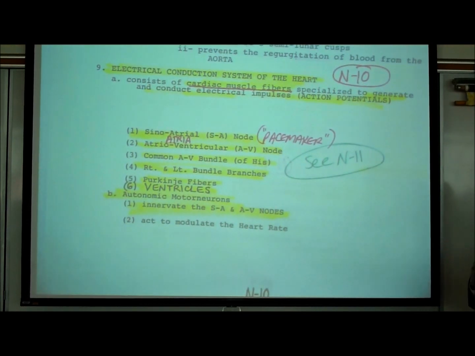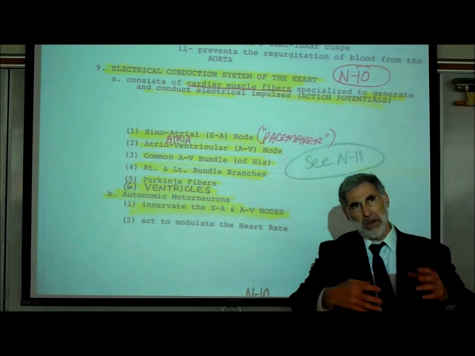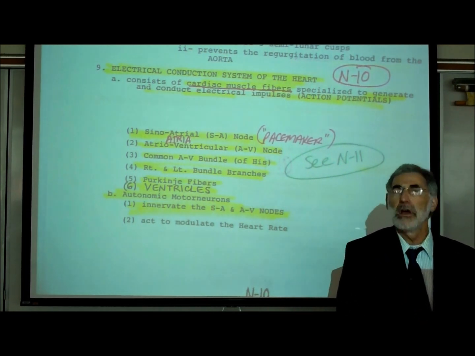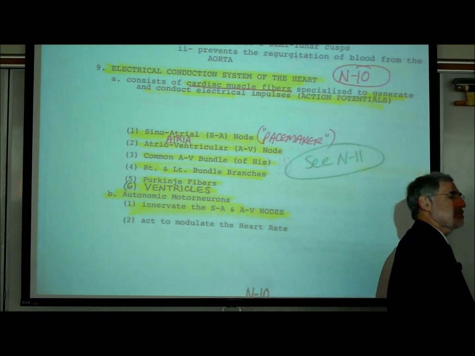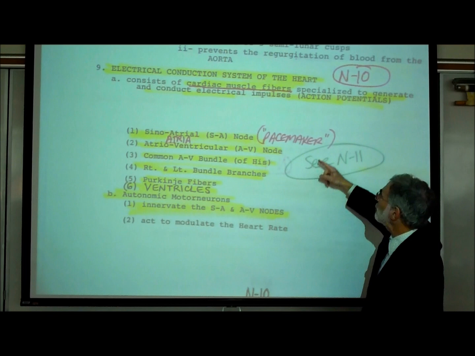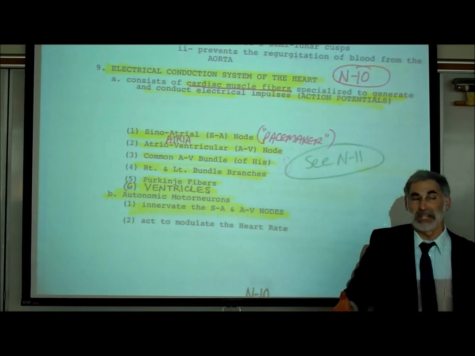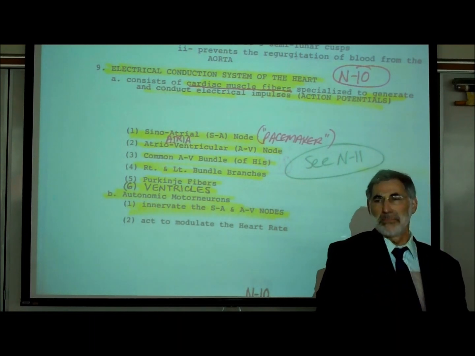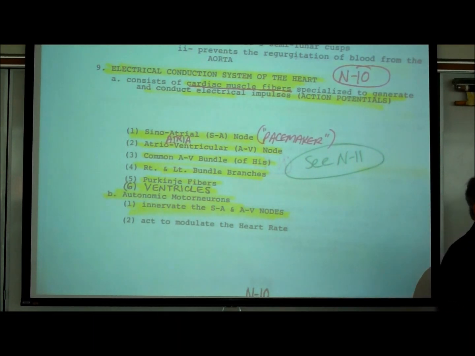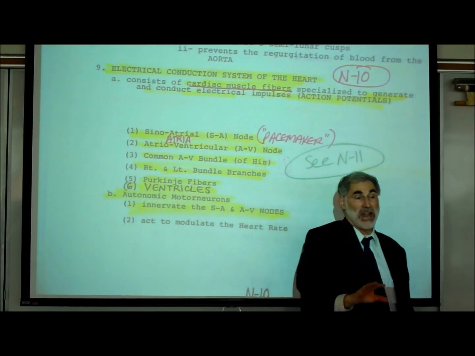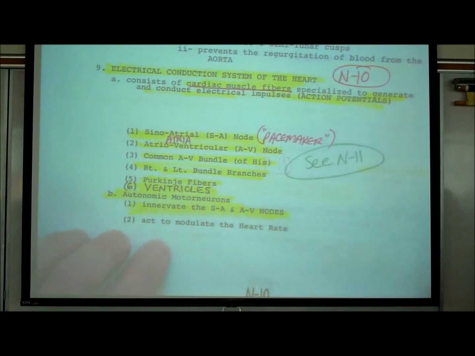Now, there is a system of specialized heart muscle cells, and they're specialized to generate an electrical current. The electrical current is known as our action potentials, and they generate this electrical current and transmit it rapidly through the heart. I want to emphasize that these are specialized heart muscle cells, cardiac muscle cells. They are not nerve cells. They're not the nervous system.